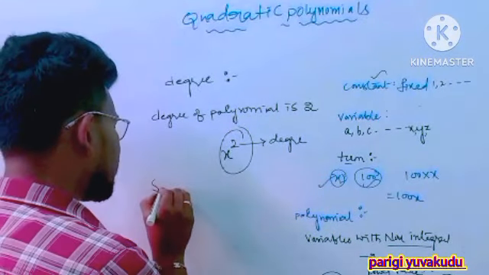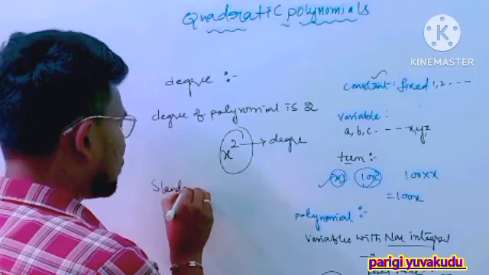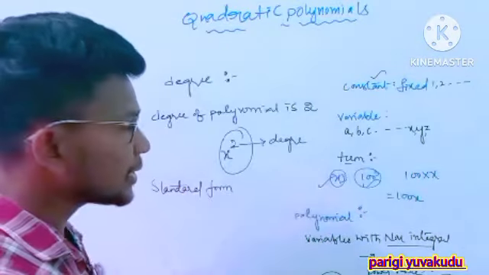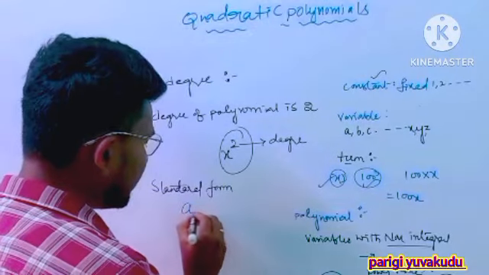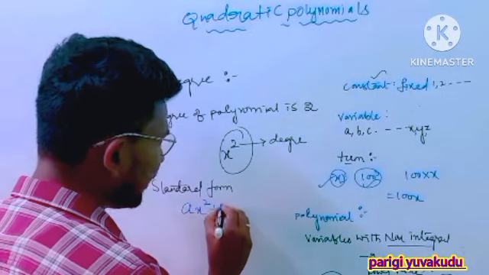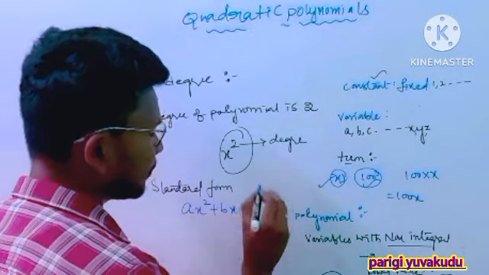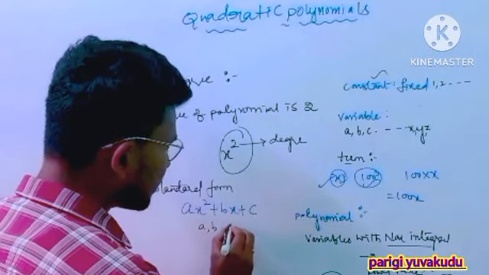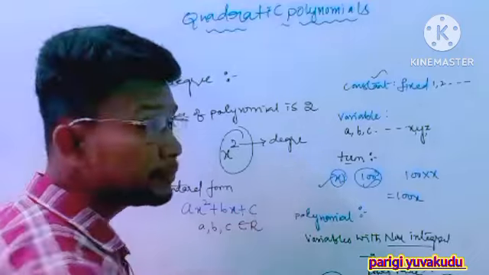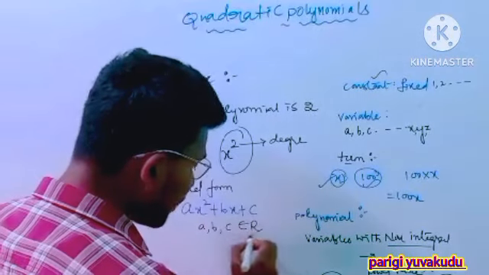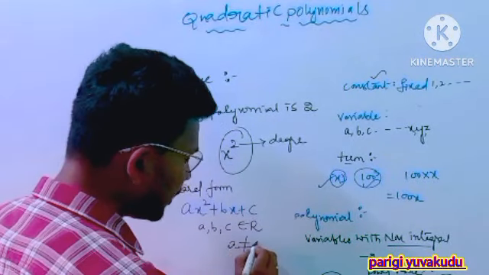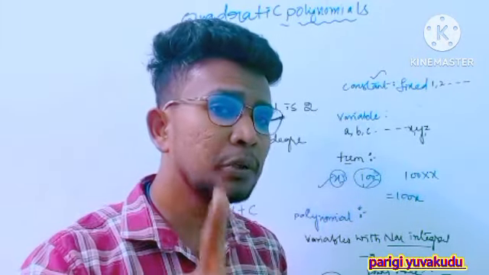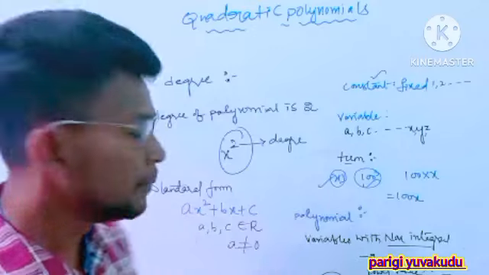Now we are going to express the standard form of a quadratic polynomial. What is the standard form of the quadratic polynomial? It is ax square plus bx plus c. Here a, b, c belong to real numbers, and a should not be equal to 0. Then that polynomial is said to be a quadratic polynomial.